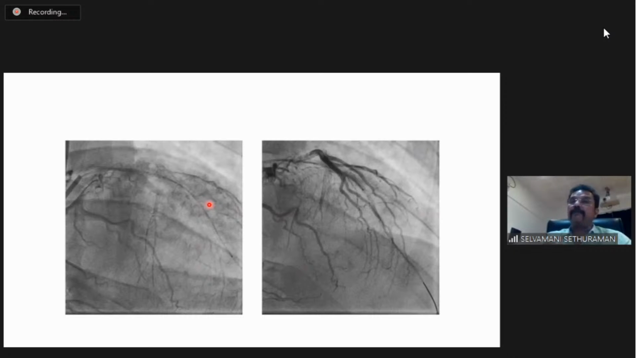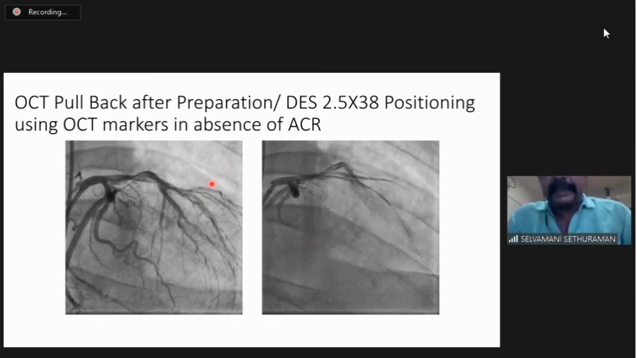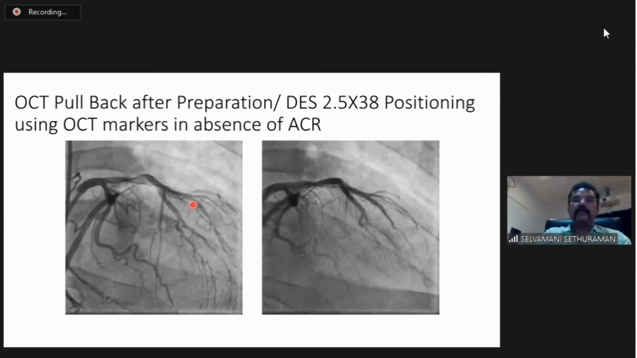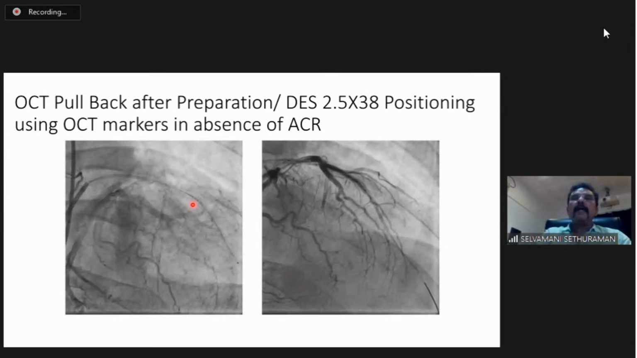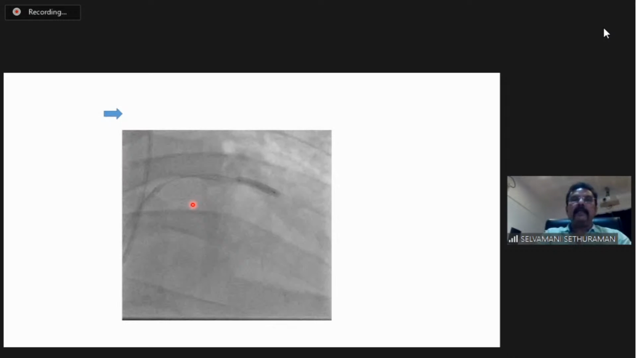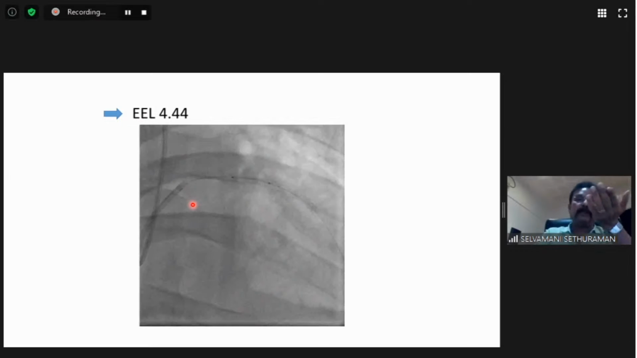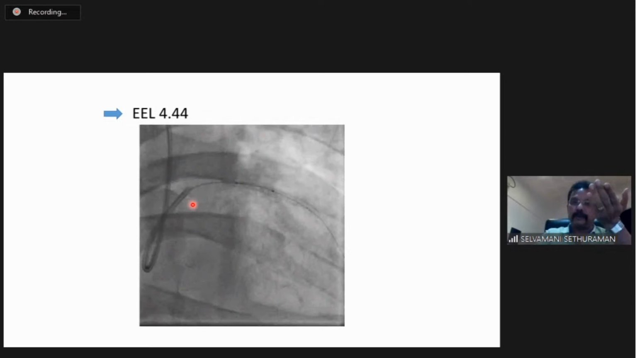And if there is angio registration, like in a center like ours where we have it, that's not a problem at all. It is very easy. And it was post dilated. We knew that the EEL to EEL diameter from the mid to proximal was around 4.4. So I used a 4 size NC balloon and post dilated. And proximal EEL, we know that it is 4.4. So again I used a 4 NC balloon in that area and dilated.